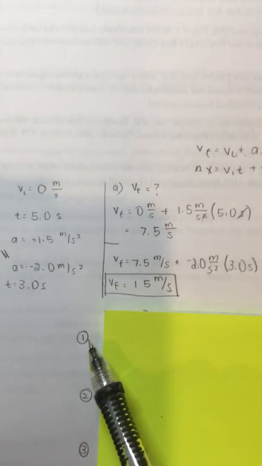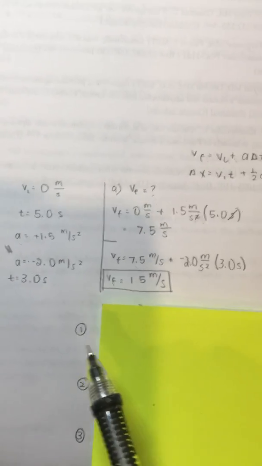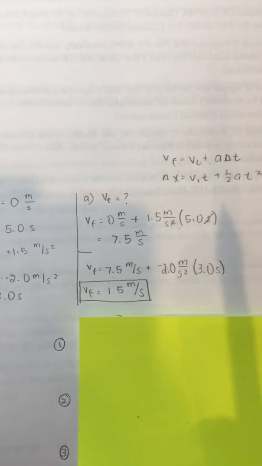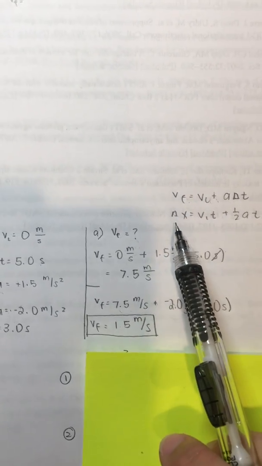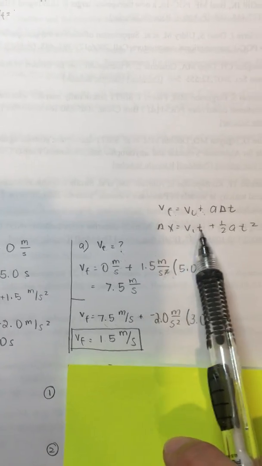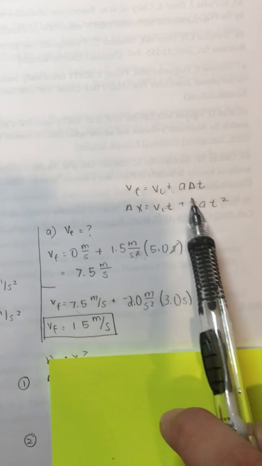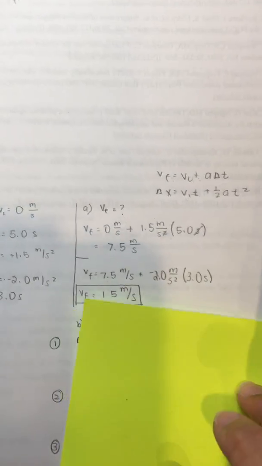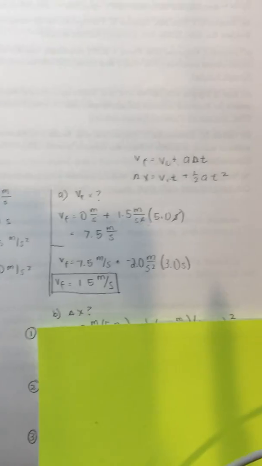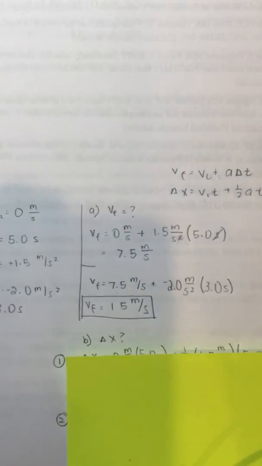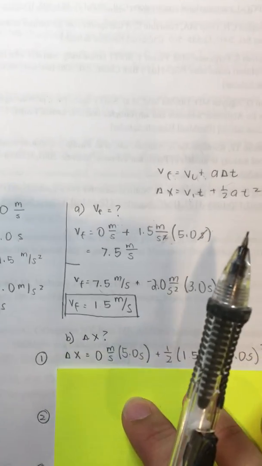Now the second part asks, how far has the car gone? So now how far signals position. What is the change in position? So we use the change in x because it already gives us the initial velocity, the time, the acceleration, and the time, as said. So the first step is to see what you're looking for, and as said, it's the displacement.